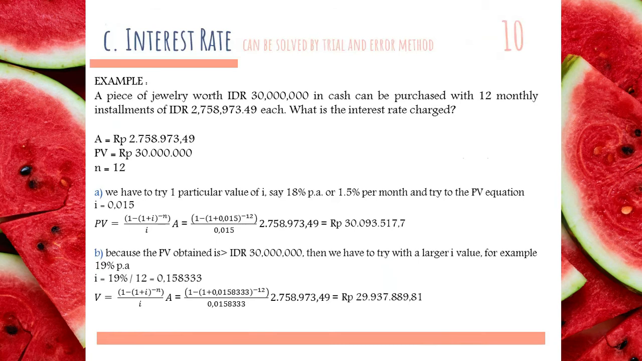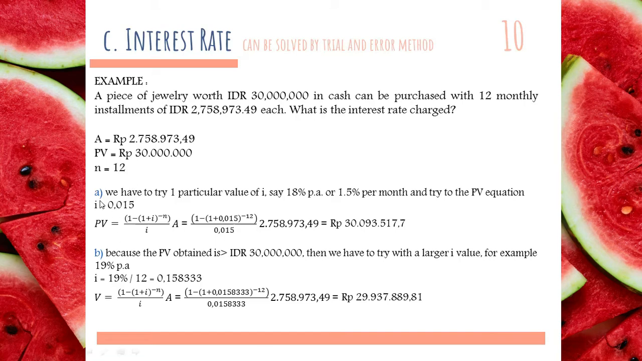And next, this is the third point of present value in ordinary annuity: interest rate. Interest rate can be solved by trial and error method. Example, a piece of jewelry for 30 million Indonesian rupiah in cash can be purchased with 12 monthly installments of 2,758 Indonesian rupiah each. What is the interest rate charged? We know that A, PV, and n.